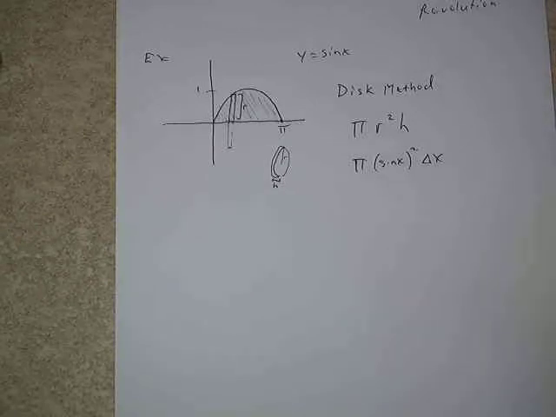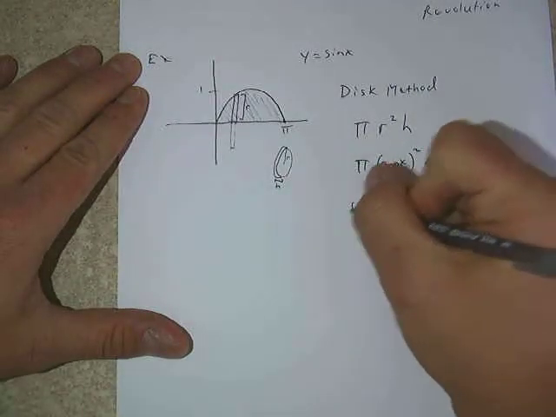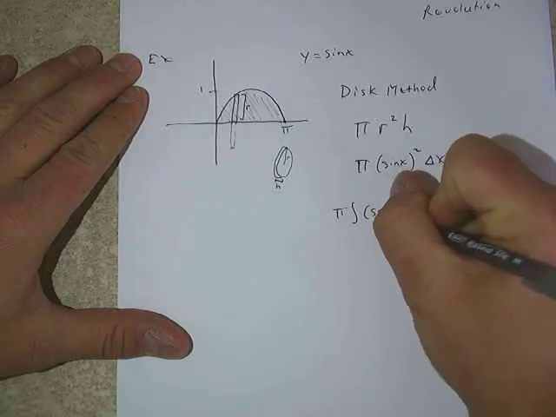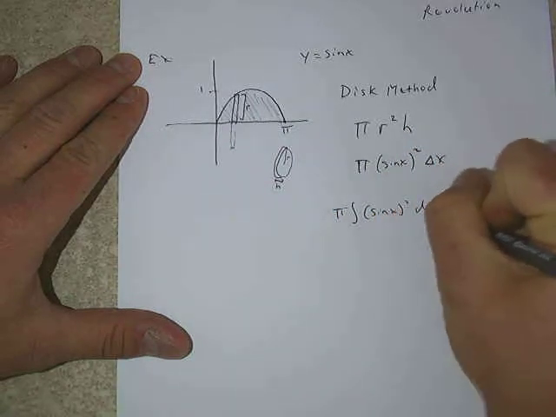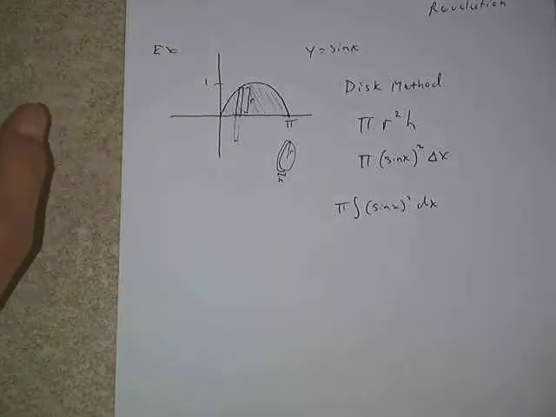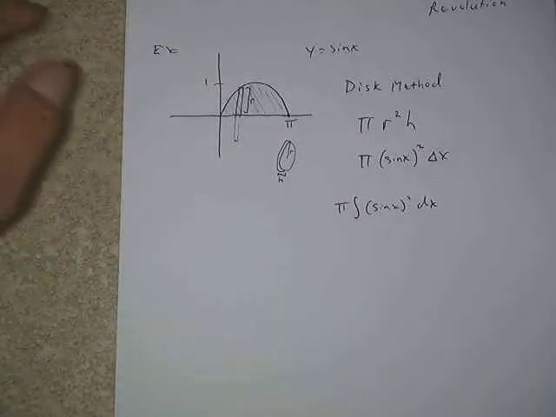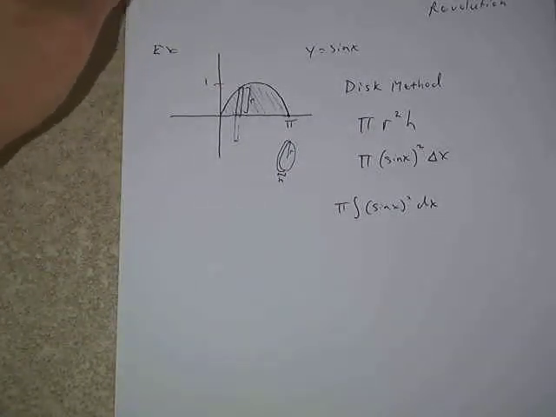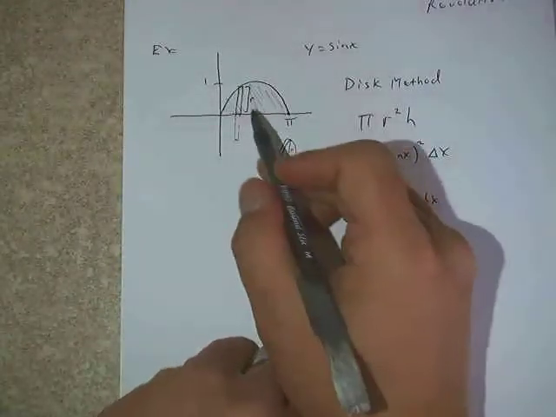True? But ultimately, just like in other problems, what do we want that thickness to be? We want it to be infinitely small. And so therefore, when we write our integral now, we're going to have pi r squared dx. So in integral form, the delta x, the thickness, becomes dx.